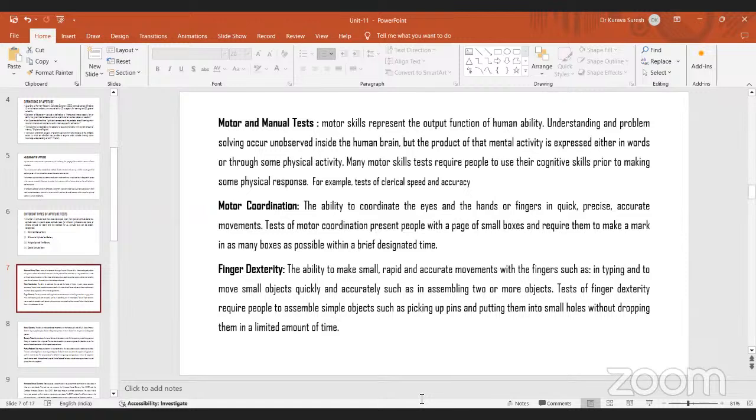Finger dexterity is the ability to make small, rapid, accurate movements with the fingers, such as typing, typewriting, and moving small objects quickly and accurately, such as assembling two or more objects. Tests of finger dexterity require people to assemble simple objects, such as picking up pins and putting them into small holes without dropping them in a limited amount of time.